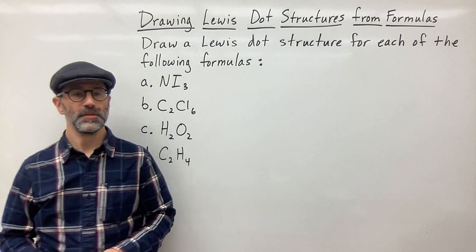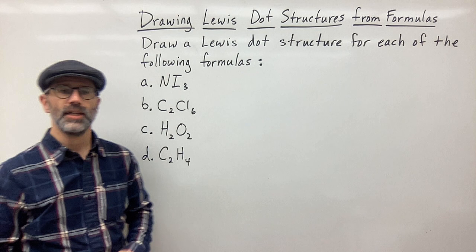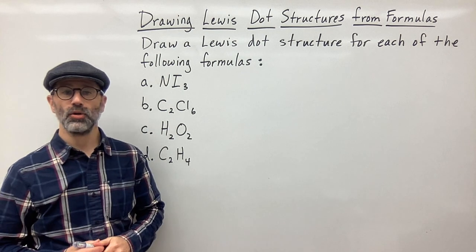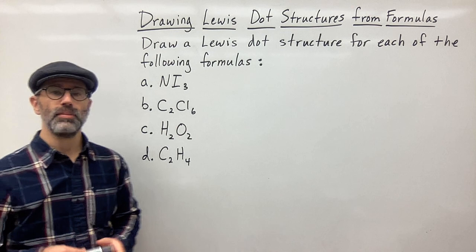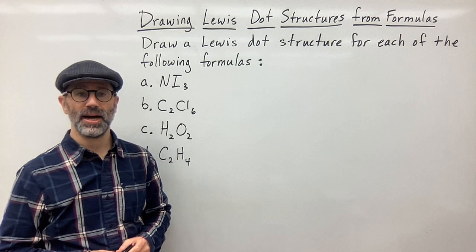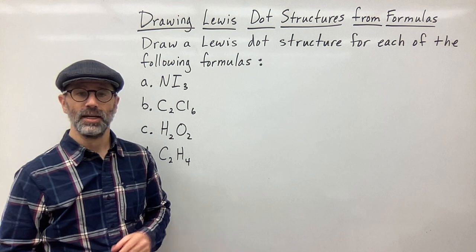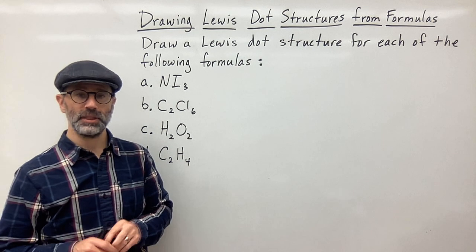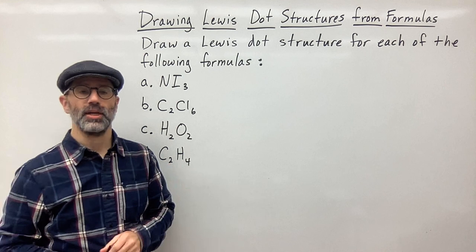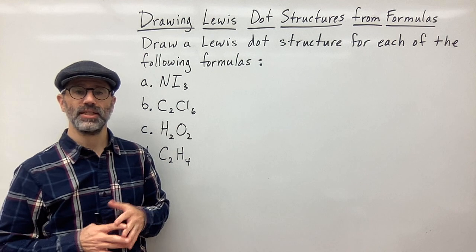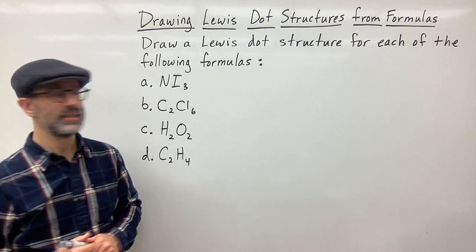So let's get started. For the first one, we have NI3. The first step is always going to be calculating the total number of valence electrons. Remember, the valence electrons are determined by the number of the group that the element is in. We're looking at the main group elements, the 1A, the 2A, those A groups. The number of the A group indicates the number of valence electrons that your element has.